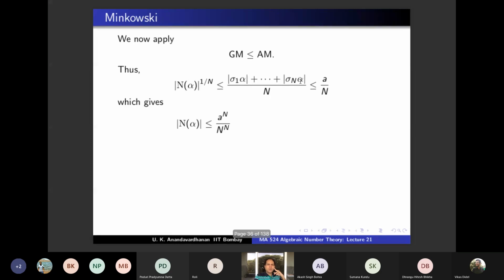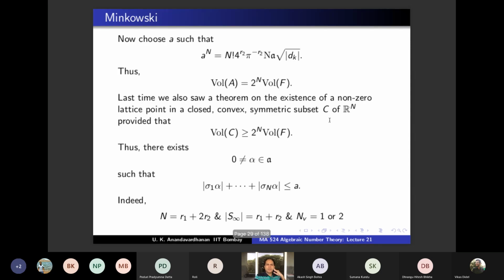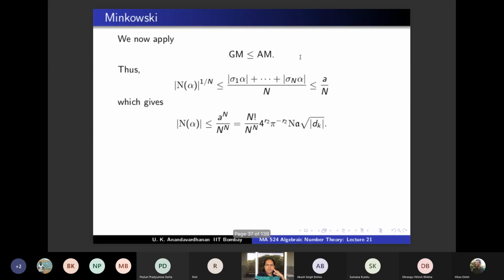In other words, the modulus of the norm of alpha is less than or equal to A power N by N power N, which is N factorial by N power N times this. Right? A power N, we chose A so that A power N is the numerator here. A power N is this one, N factorial times this much. Okay, so that's exactly this. So since alpha belongs to A, the ideal generated by alpha is contained in A.